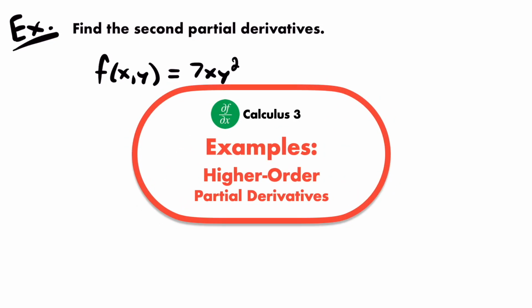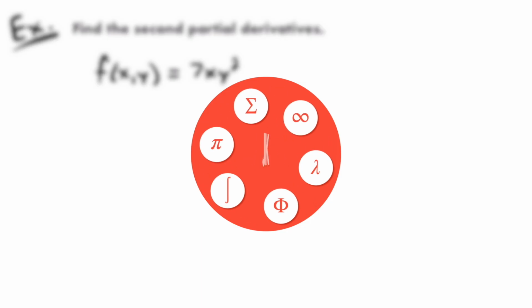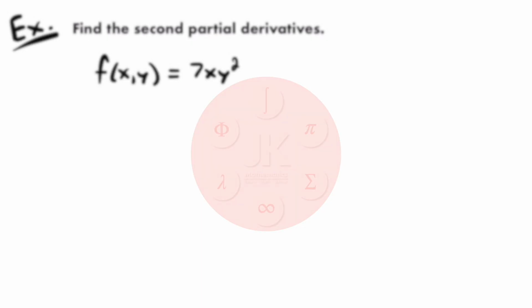Welcome back. Let's practice finding higher order partial derivatives. All right, so here's our first example. We want to find the second partial derivatives of this multivariable function. And we have a multivariable function of two independent variables, x and y. In this case, f of xy is equal to 7xy squared.